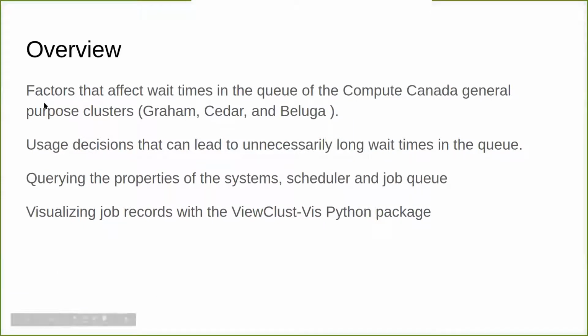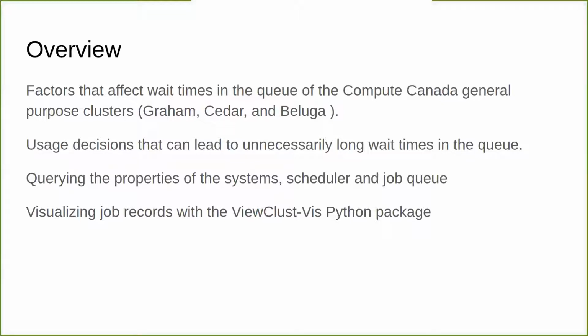So the overview of this presentation is really to describe the factors that affect wait times in the queue of the Compute Canada general purpose clusters, specifically the Graham, Cedar, and Beluga systems. And importantly, what we want to get across is that these general purpose systems are very heterogeneous. They expect all kinds of different workloads, but another very important property of them is that they are completely saturated. That is, there aren't resources that are just waiting idle unless there's a specific reason for those resources to be idle. The load in the queue of these systems is always saturated. There's always work waiting to run.